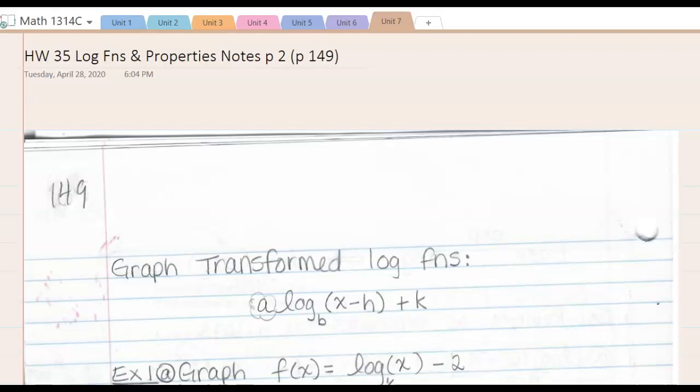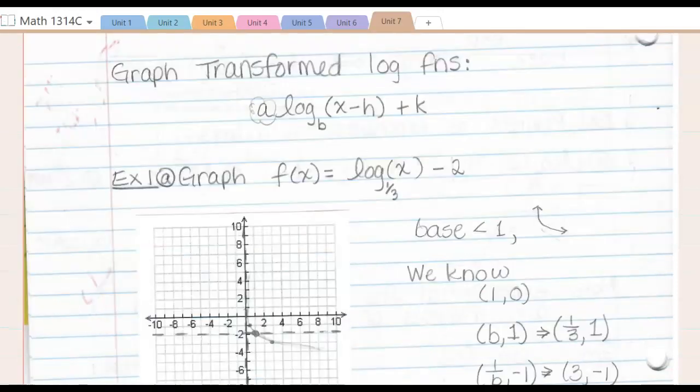This video will cover the second page of notes for the topic of log functions and their properties. Let's talk about transformed log functions. Very similar to what we've been doing for all of our functions, we talked about the parent functions and what they look like.